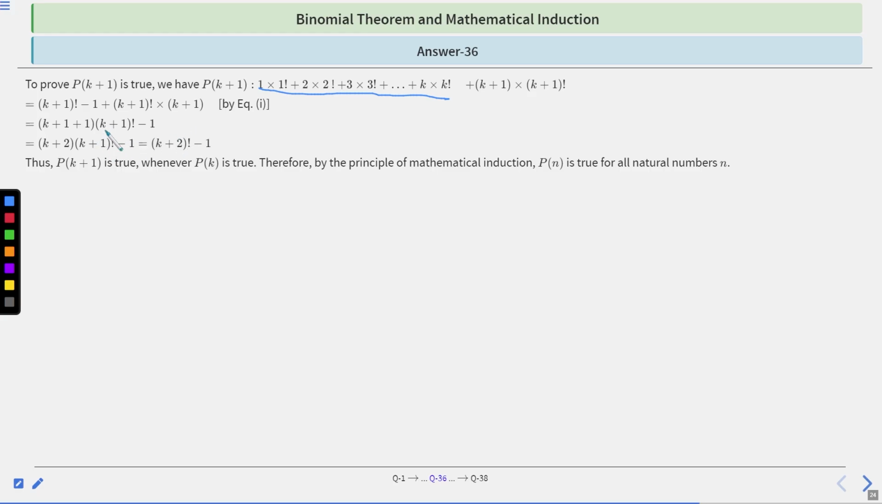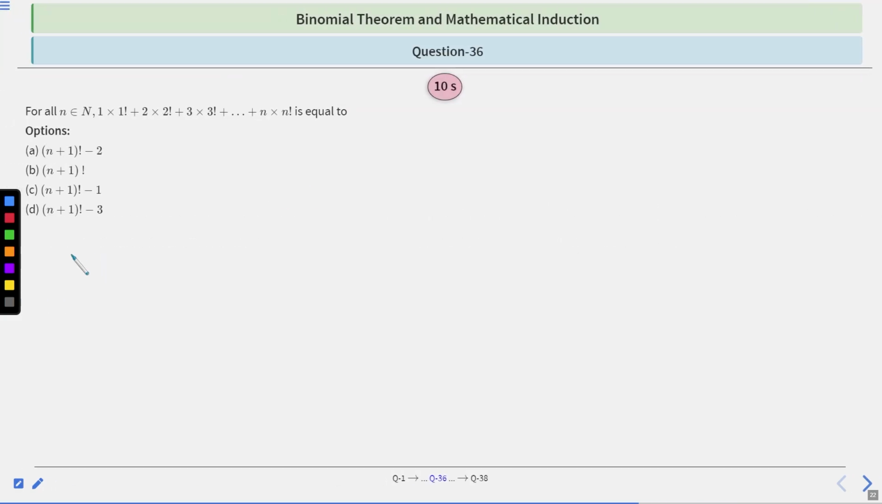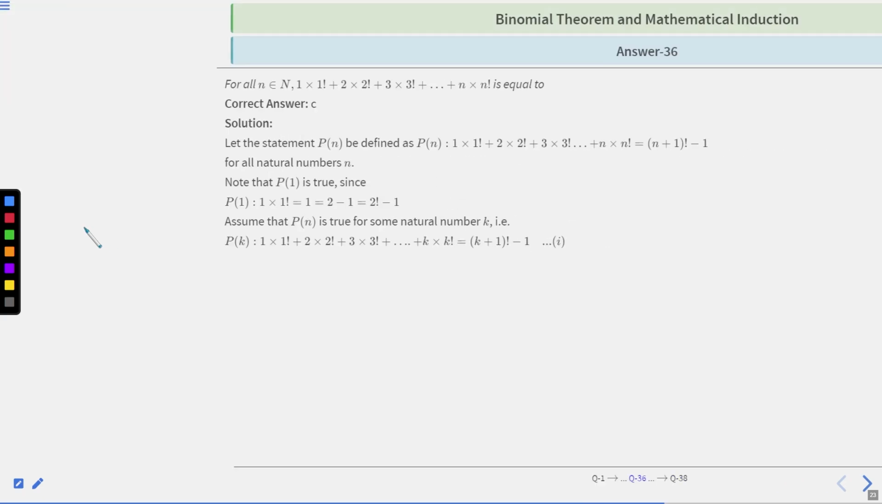Now let's take (k+1)! common in this one and this. So we get (k+1)! times (1 + (k+1)) minus 1. So it is basically (k+2)·(k+1)! − 1, so it is (k+2)! − 1. Thus Pk+1 is true whenever Pk is true. Therefore, by the principle of mathematical induction, Pn is true for all natural numbers n. Clear? So option C is the right choice. This is equal to this one. Clear?